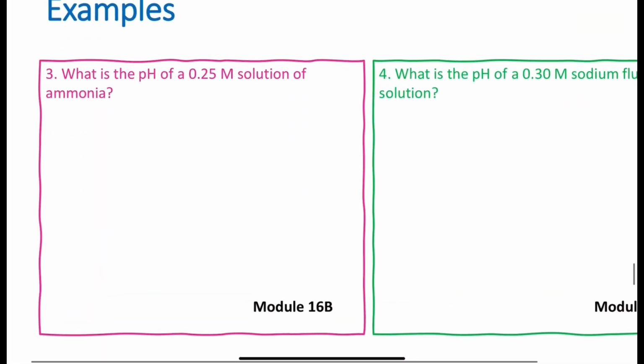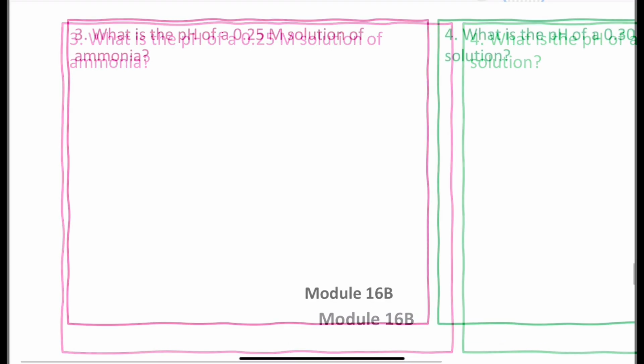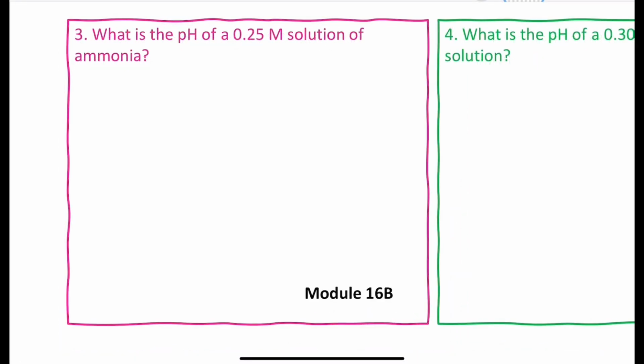Okay, let's look at number 3. What is the pH of a 0.25 molar solution of ammonia? You guys just need to know what ammonia is. So ammonia, again, NH3. It's aqueous, it's dissolved in water. It's NH3 gas, just bubbled through water.